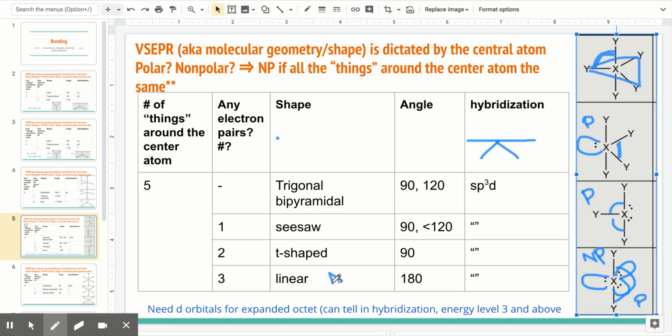So this one is a little exception to my rule. So I put a little star here. Because for the linear one, even though they're not all the same, right? You'd have 3 electron pairs and 2 elements. If your elements are the same, now that is nonpolar.